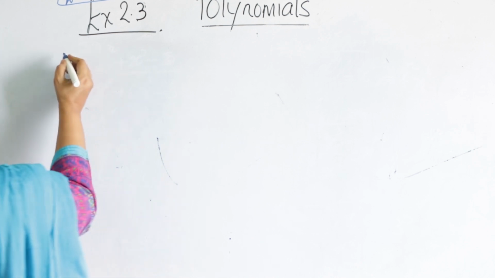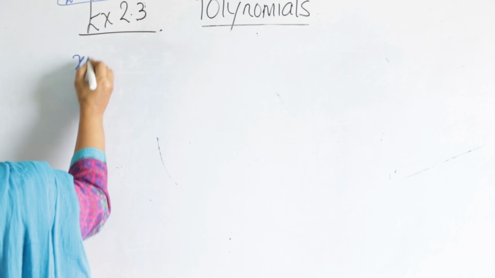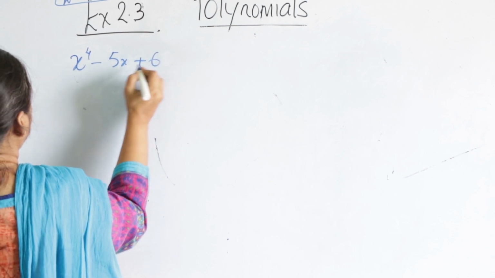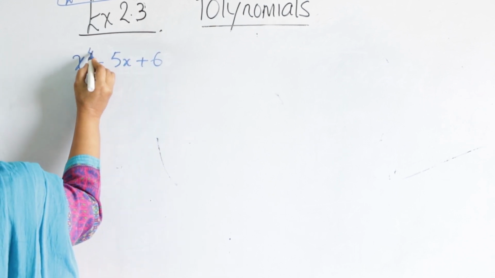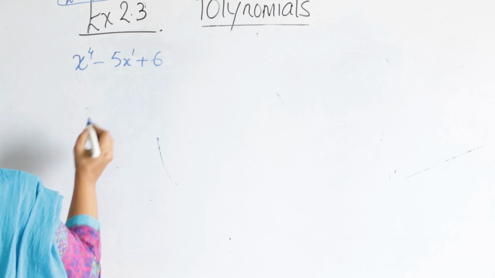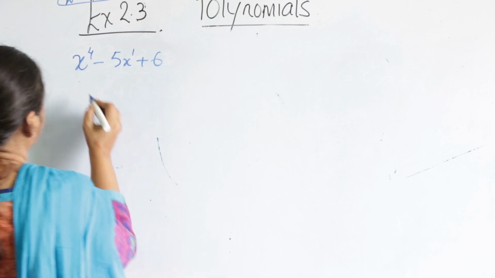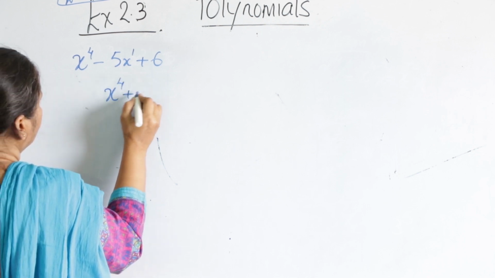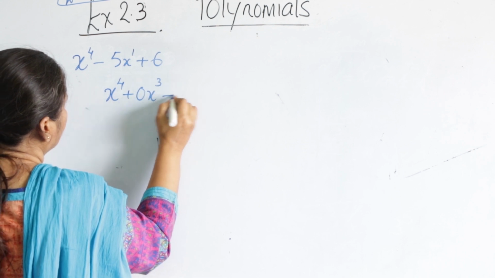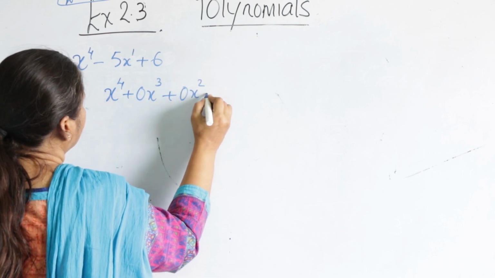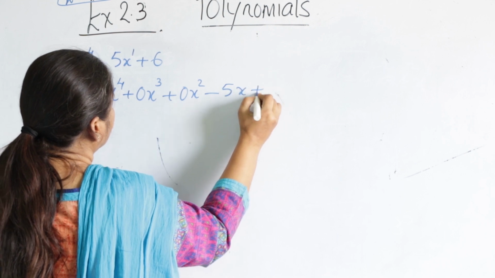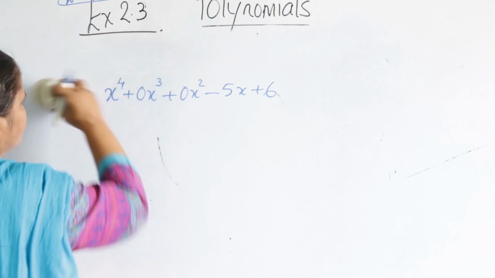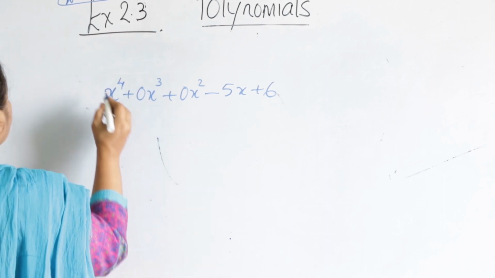Here the P of x given is x raised to 4 minus 5x plus 6. You see, this is x raised to 4, this is x raised to 1. So 3 and 2 both are missing. So let us rewrite our P of x as x raised to 4 plus 0x cube plus 0x square minus 5x plus 6. Yes. So now our P of x is ready.